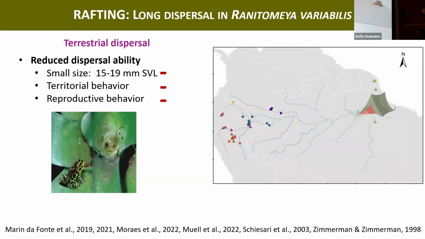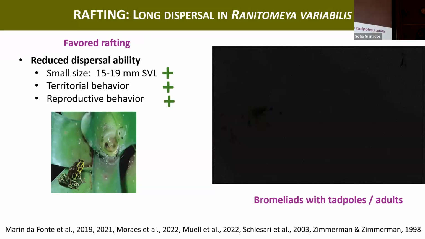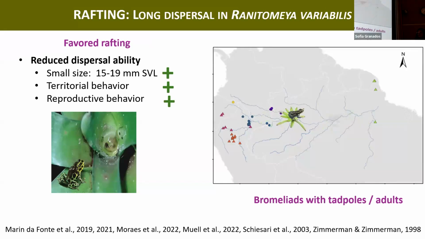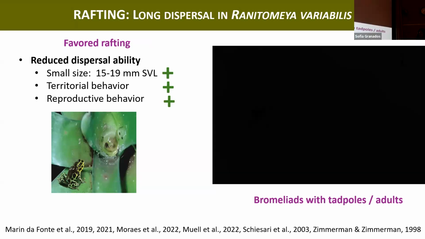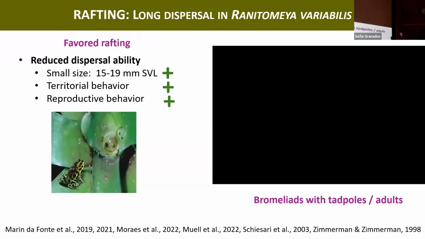The other thing about their behavior is their reproductive behavior. This species is highly associated with bromeliads. The females lay eggs on bromeliads, and the males deposit tadpoles in bromeliads, so they basically spend their lives in bromeliads. So even though these traits argue against terrestrial dispersal, they could actually favor this rafting idea. What we think is that somehow bromeliads carrying tadpoles or adults made their way all the way to the east.